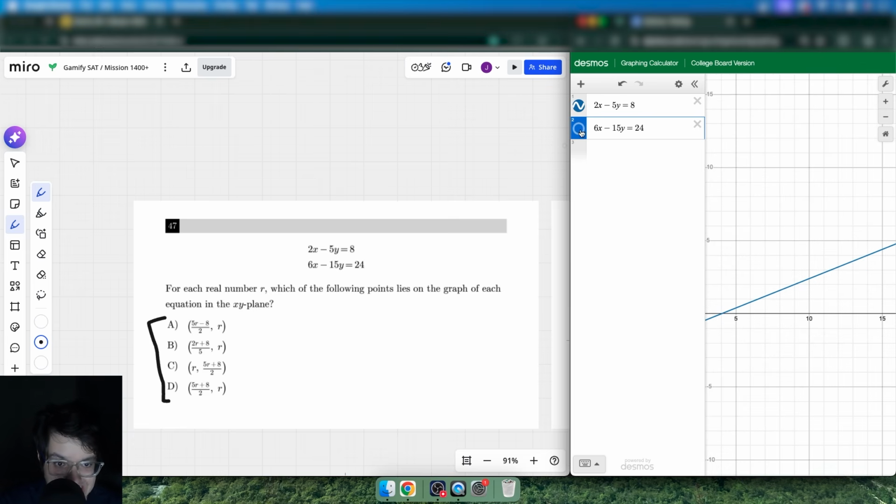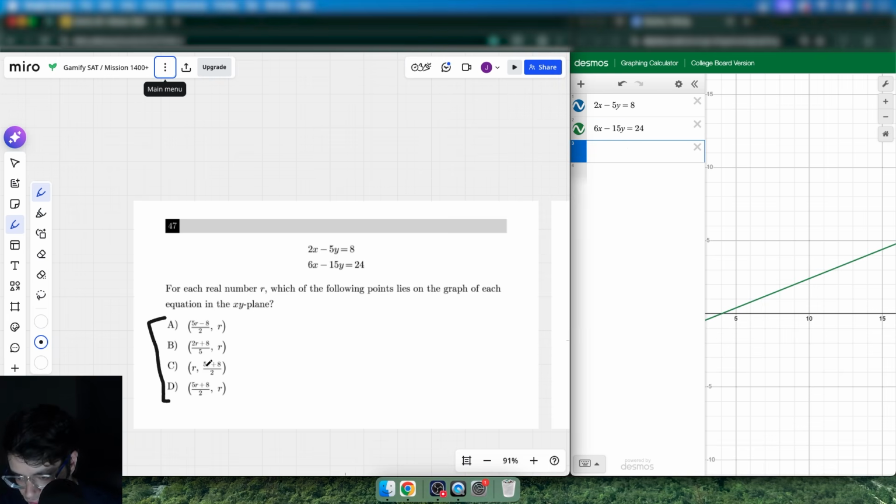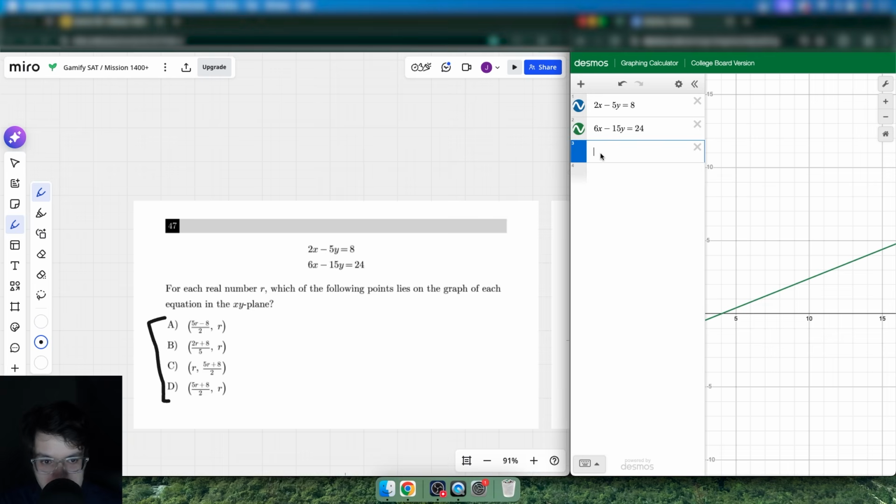If they're the exact same line, if I remove one, we just see the other one. So that's important to note, but not going to be too important for this problem. We can just go ahead and try each of these different things, choose a random value for r, and see what we get and if it is actually on this function or not.